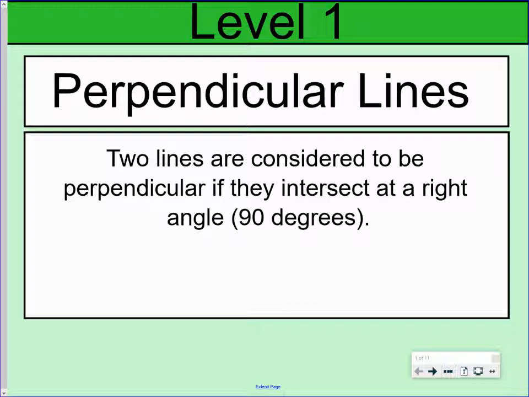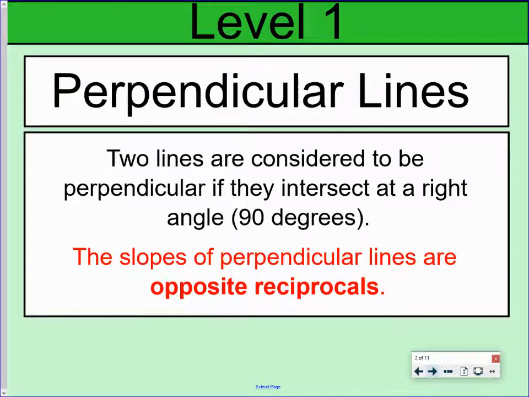Two lines are considered to be perpendicular if they intersect at a right angle. And we know that right angles are 90 degrees. Also, the slopes of perpendicular lines are opposite reciprocals. Well, let's talk about what opposite reciprocal means.